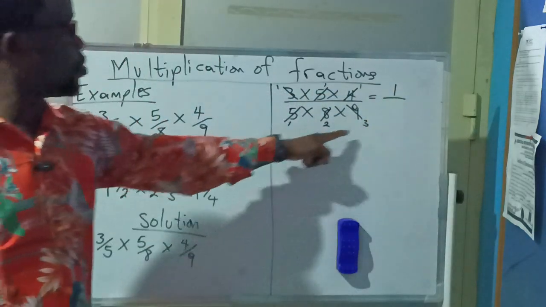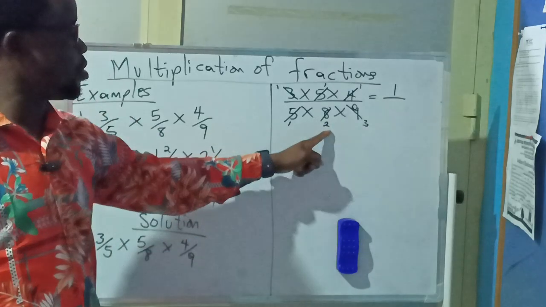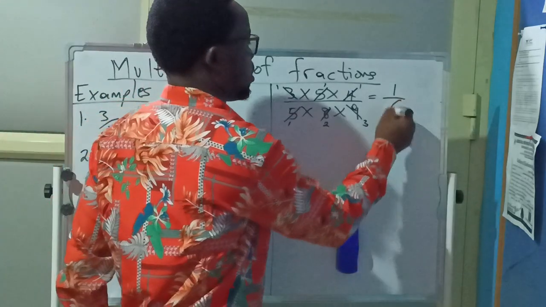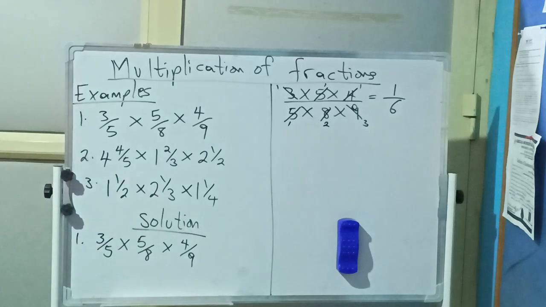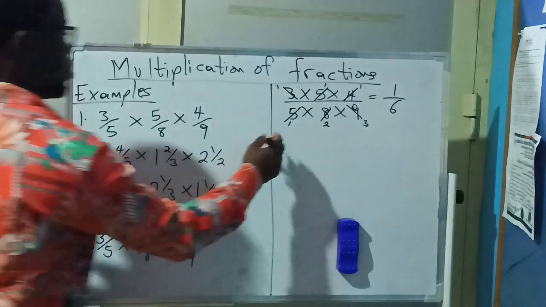Here we have 1, 2, 3. 1 times 2 is 2, 2 times 3 is 6. And that is the answer. It's as simple as that. So let's go to number 2.